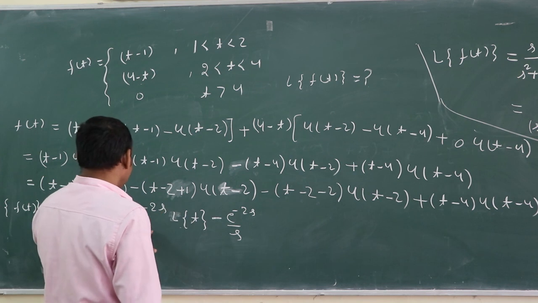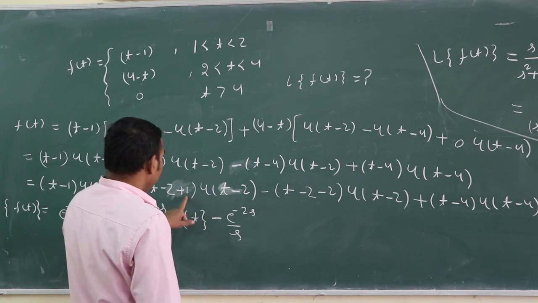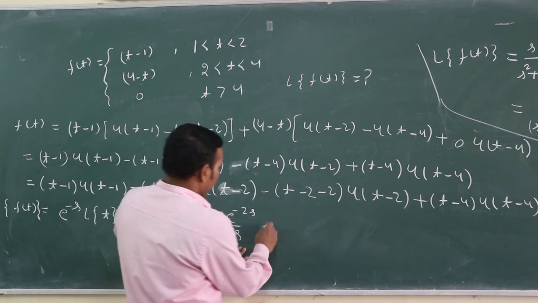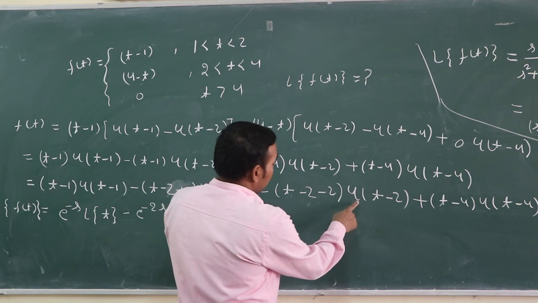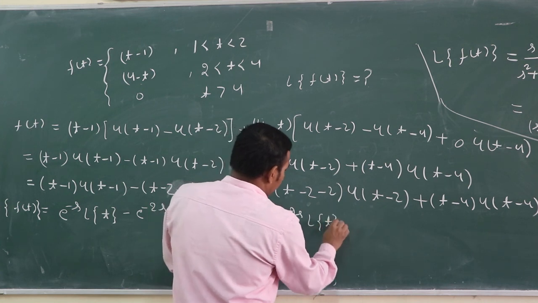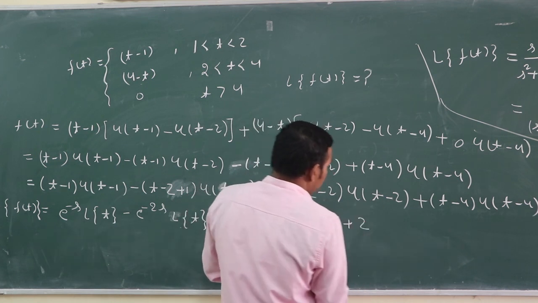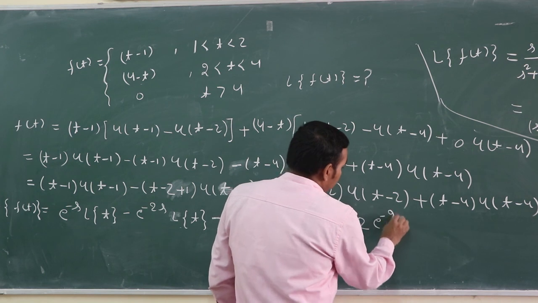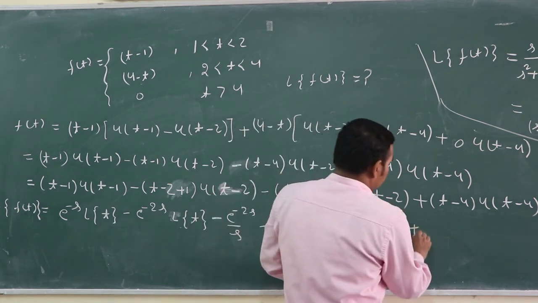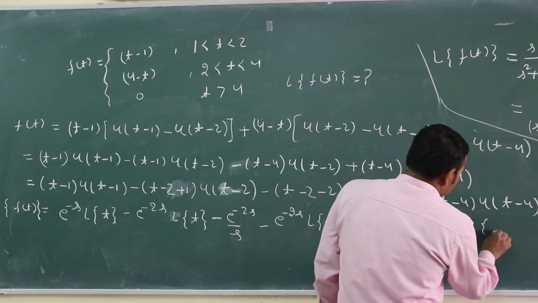minus, for the 1 in u of t minus 2, e to the power minus 2s upon s, minus t minus 2 u of t minus 2 means e to the power minus 2s Laplace of t, and minus minus plus 2 u of t minus 2, Laplace of u of t minus 2 is e to the power minus 2s upon s, plus this is e to the power minus 4s Laplace of t.